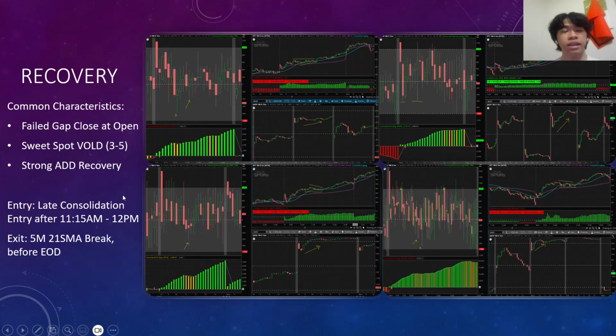What I've noticed is that these consolidations tend to last longer on these recovery setups. So your best entry would probably be around like 11:15 to 12. And if you can identify a low tick reading, as always, it's an added bonus. But if you can't, that's fine as well. Just around this consolidation is where you would want to enter. And then exit would just be 21 SMA break.